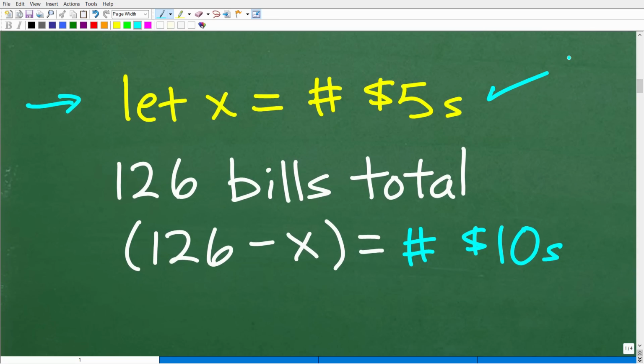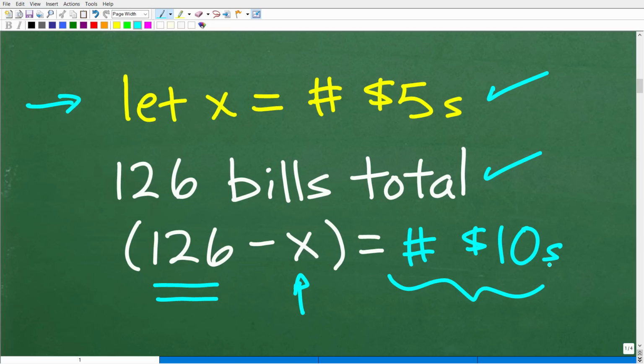Well, if x represents the number of fives he has, and there's 126 bills total, then if I have 126 bills total and I subtract away the number of fives, which of course would be x, this expression, parentheses 126 minus x, would represent the number of tens Ed has, all right?